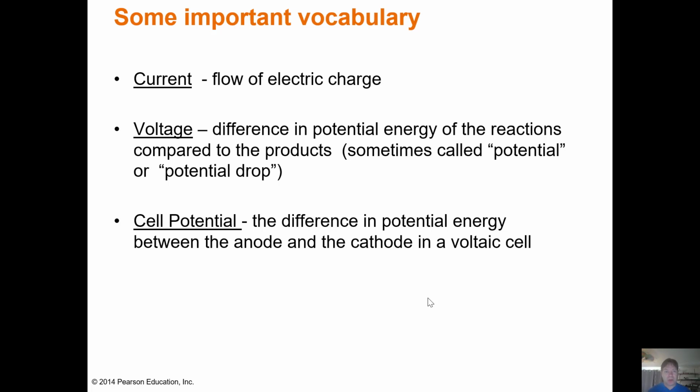Think of it like a waterfall. The higher the waterfall, the higher the voltage. And then cell potential is basically looking at the same thing as the difference between the anode and the cathode in a particular voltaic cell. So cell potential and voltage are kind of looking at the same thing. They are a different thing than current.